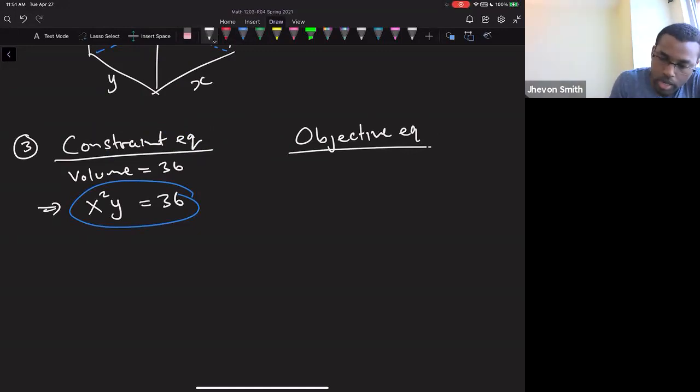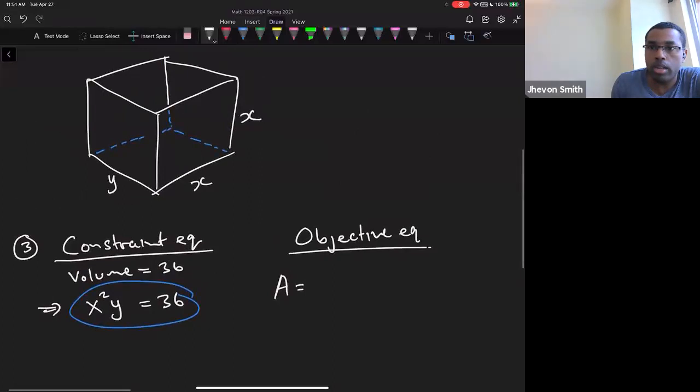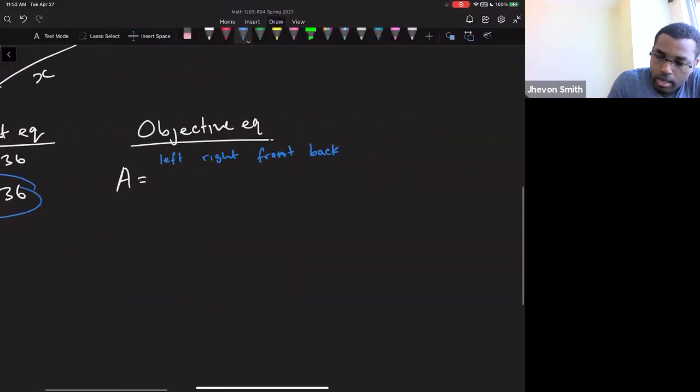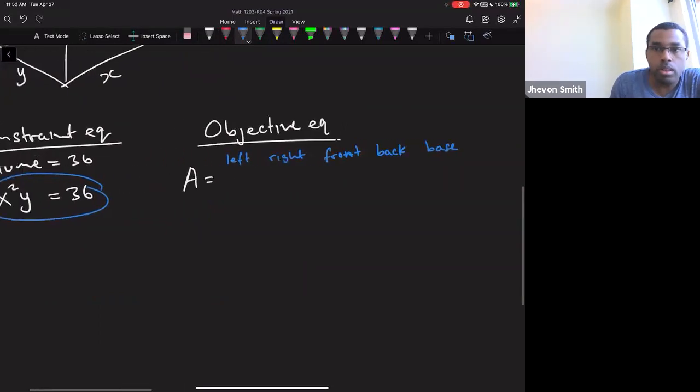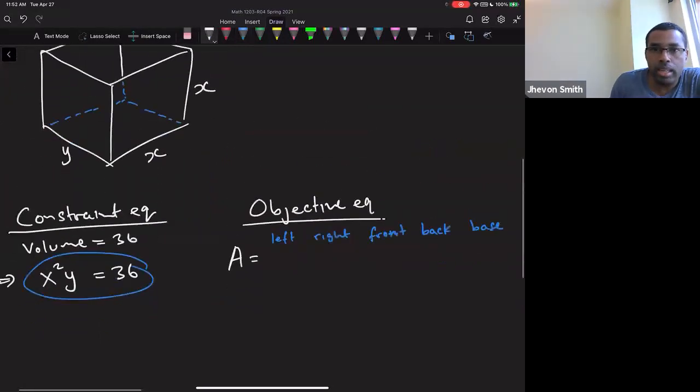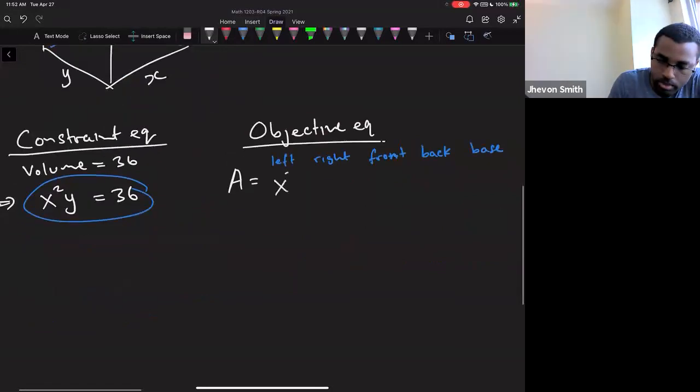So we're going to build up the area equation. And there are going to be several parts to this. In fact, there are 5 parts to a box with no top. So there's going to be the left side, the right side, the front, the back, and the base, right? So the area of the left side, well, it's a square. So it's length times width, it's x times x. The right side is the same thing.